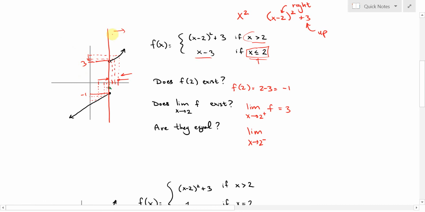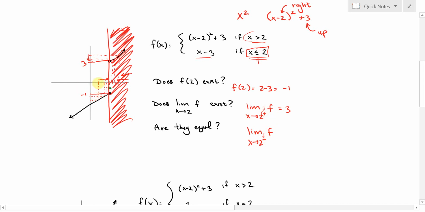Now we're scribbling out this side. And again, we don't care what's happening at the value. We never care for limits, but this time we also don't care what's happening to the right. In that case, and please don't mix up the pluses and the minus. The plus means we're coming from the right, the minus means we're coming from the left.